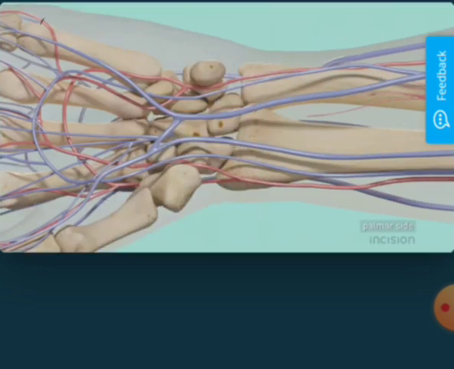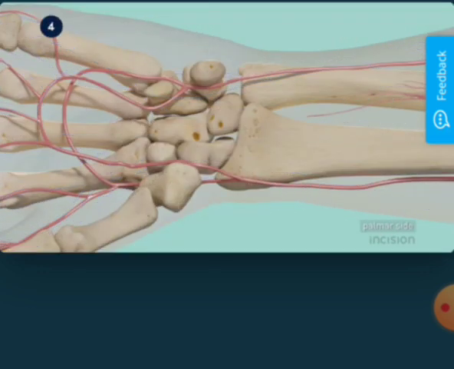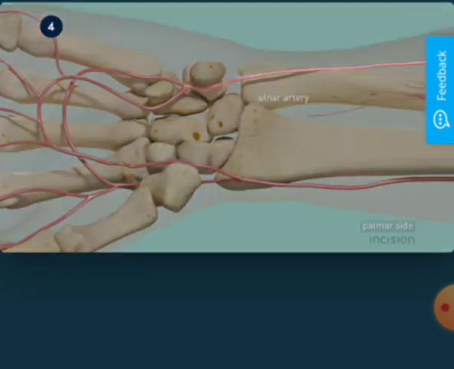Two major arteries pass through the wrist, the ulnar artery and the radial artery. The ulnar artery runs via the medial aspect of the forearm through the palmar aspect of the wrist to form the superficial palmar arch. Here it joins the radial artery running via the lateral aspect of the forearm.